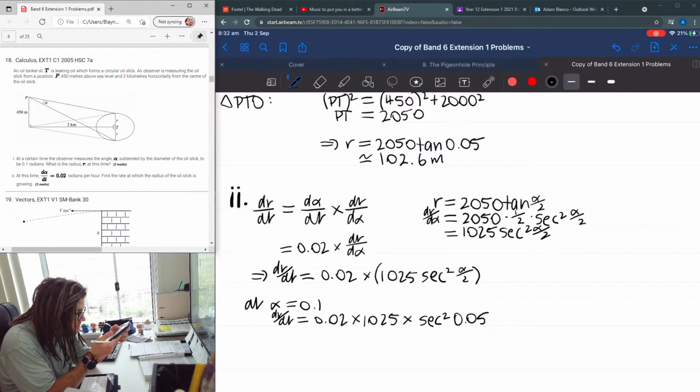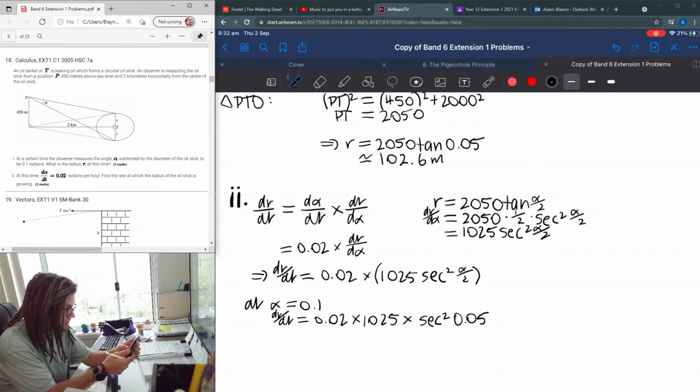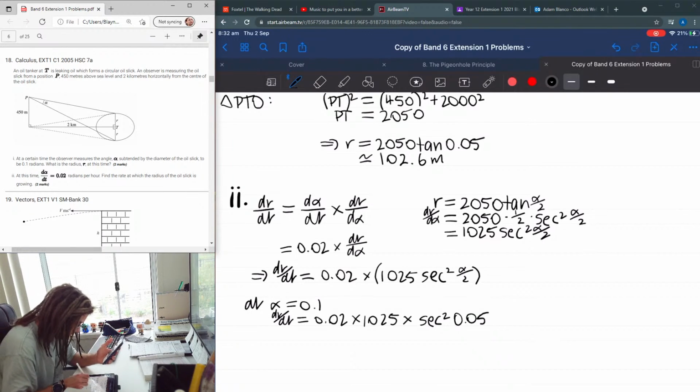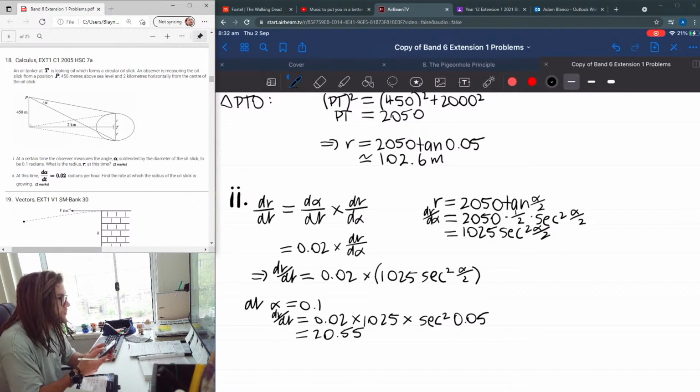I don't have sec squared on this calculator. Cos 0.05 squared. I don't know what I did wrong then, but it wouldn't let me type that in. Now it's let me type it in. I used brackets before. Anyway, equals 20.55. Right, what did that mean?